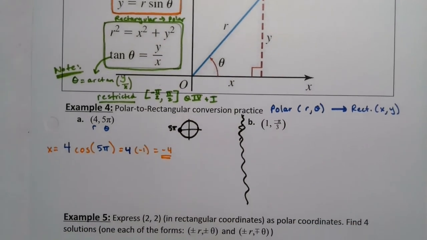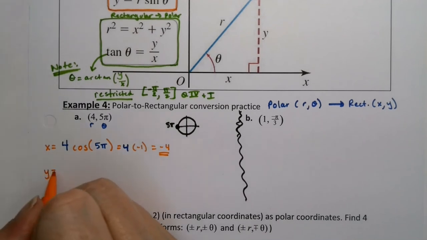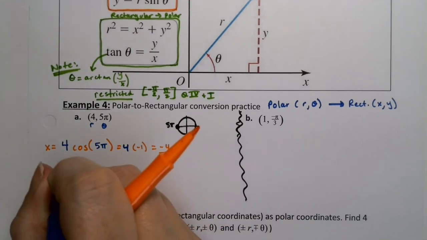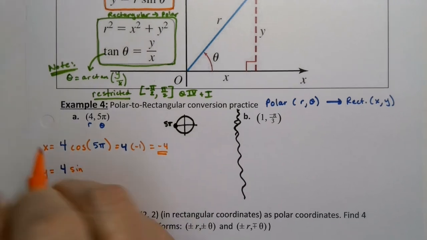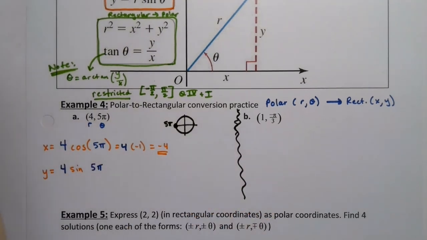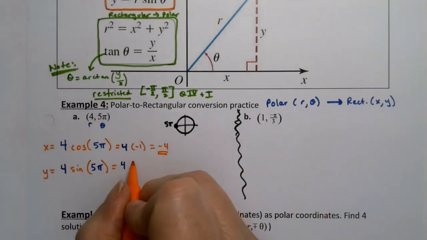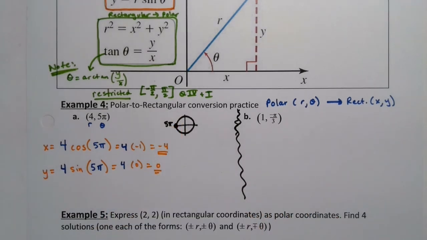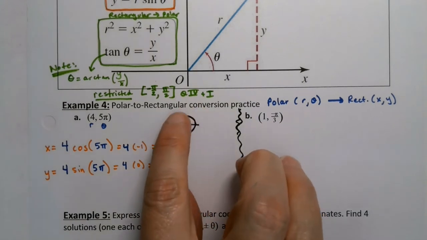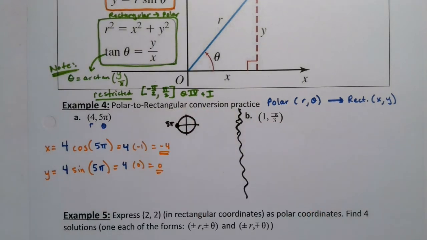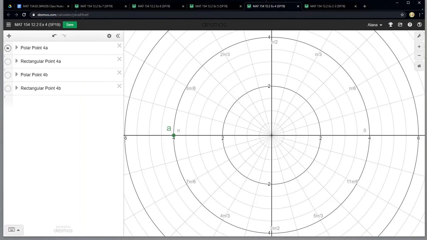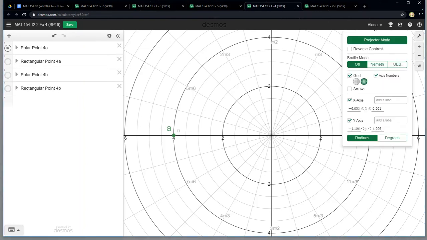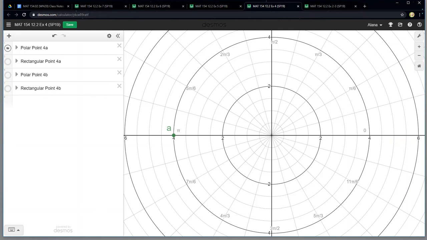All right, now what about y? y is equal to r sine theta. So that would be 4 times the sine of 5 pi. Okay, but that's 4 times 0, which is 0. But look at the point. Right? It's out 4, on the fourth ring, and 5 pi, which I graphed in Desmos right here. So if you look at that point A, right there, that's a polar point, right? So it's out to the fourth ring and around to 5 pi.